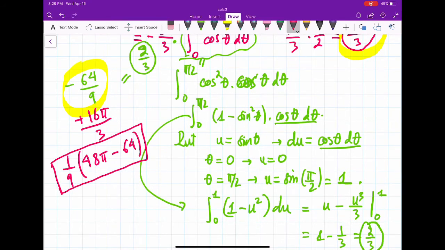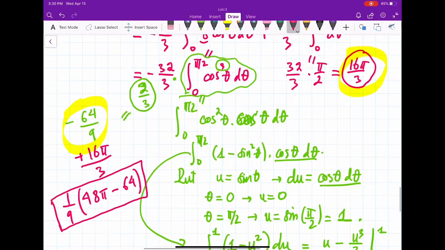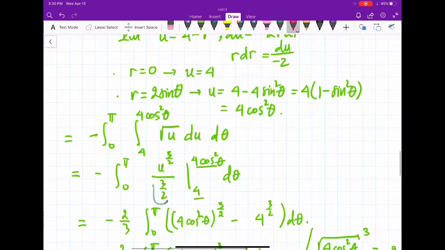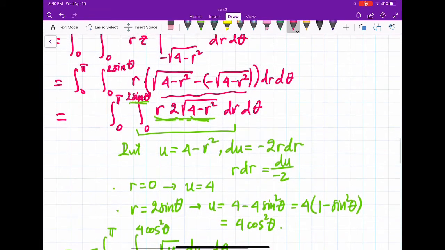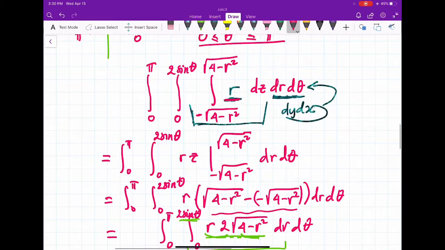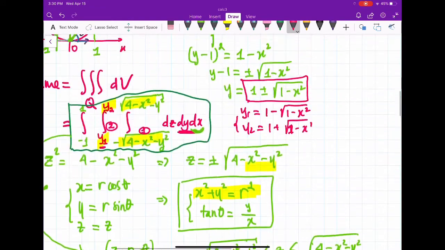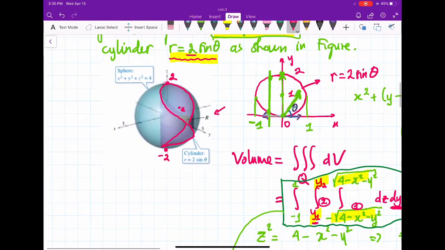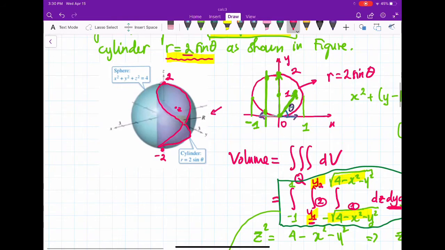Make sense? So what did we learn in this example? Why do we need to go from rectangular to cylindrical coordinates? Because our solid region was obtained from a cylinder. Look at this. You see? This is the intersection between the sphere and the cylinder. So it is easier to use cylindrical coordinates.